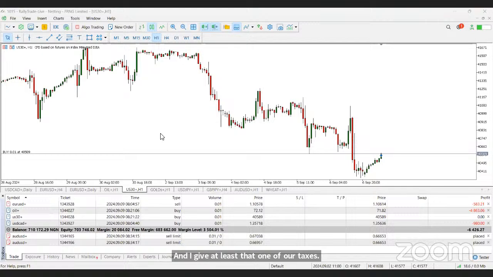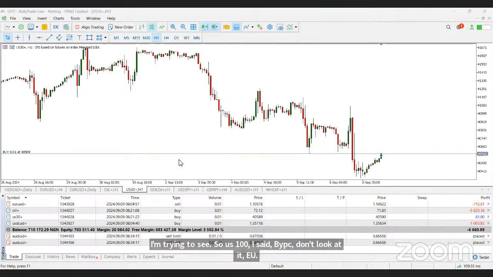Just buy. Okay? I think that we are not quarreling, but that should give you an idea of what I'm trying to say. So US 100, I said buy. GBP CHF, I've not looked at it. GU, I've not looked at it. Elijah and Adewale, I've not checked those two.